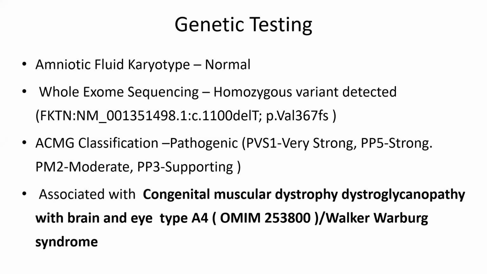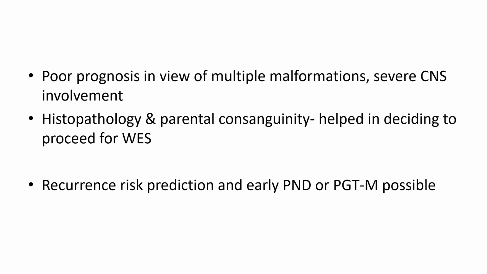After that, family counseling was done as per the final diagnosis, because this is an autosomal recessive disorder, and there is a 25% chance in every pregnancy for the baby to have biallelic pathogenic variants. The poor prognosis in view of multiple malformations and severe CNS involvement was explained. Histopathology and parental consanguinity help in deciding to proceed for whole exome sequencing. Recurrence risk prediction and early prenatal diagnosis can be offered, and the option of pre-implantation genetic testing for monogenic disorder is also possible after the accurate molecular diagnosis.